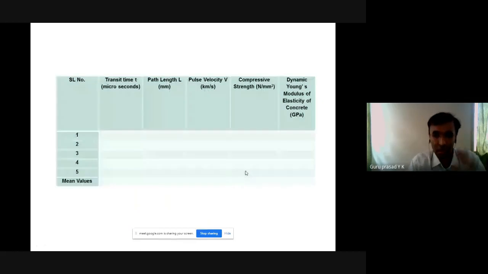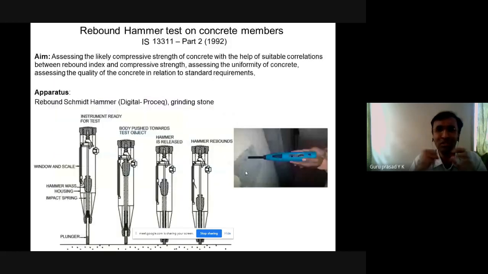So here I end this part on ultrasonic pulse velocity. The next part is the rebound hammer. What is the use of this rebound hammer? Let me tell you, the first objective is to find the hardness of the concrete.